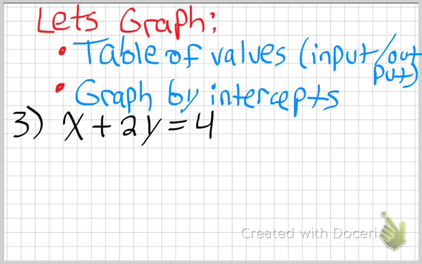So the x-intercept is where y is 0. So in order to find the x-intercept, you literally make y 0 and solve for x. That's what we're going to do. So x plus 2, we're going to make y into 0, and it's still going to be equal to 4.